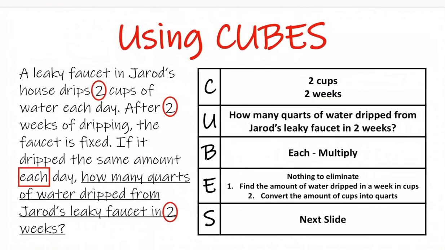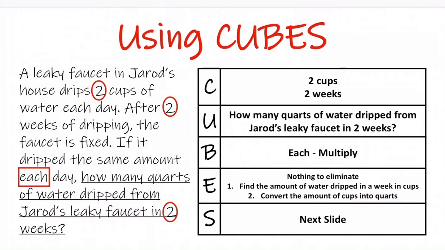I already have it kind of circled and stuff. Here's a good example of what you should be writing down. So for the C, for circle, you're going to circle 2 cups and 2 weeks. And then you're going to underline the question: How many quarts of water dripped from Jared's leaky faucet in 2 weeks? Now, that each day, so if it dripped the same amount each day, okay, how many quarts did it drip from the faucet in 2 weeks?